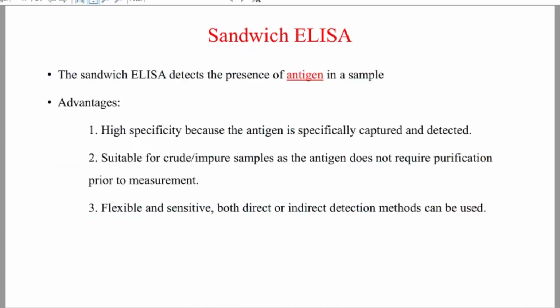So sandwich ELISA is very specific because the antigen is specifically captured and detected. It does not require prior purification of the sample. It's flexible and sensitive, and you can use both direct and indirect detection methods on top of the antigen that's been captured by the capture antibody.